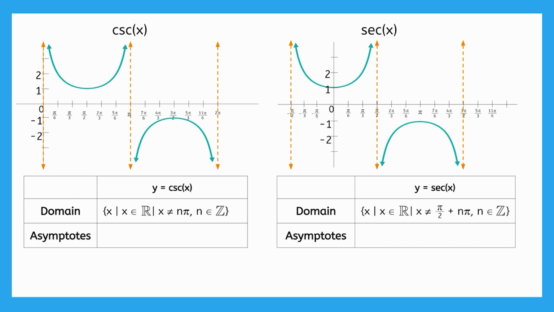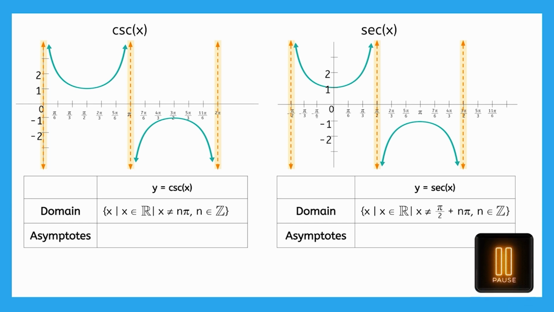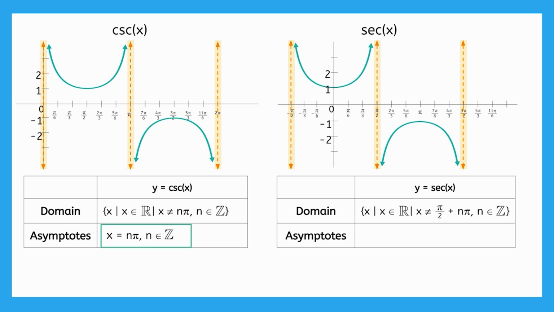The last feature we'll define for these two functions is the location of their asymptotes. Use the domain of each function to define the location of the vertical asymptotes. Pause the video now. The asymptotes of the cosecant function occur at x equals n pi, where n is an element of the integers. The asymptotes of the secant function occur when x equals n pi plus pi over 2, such that n is an element of the integers.